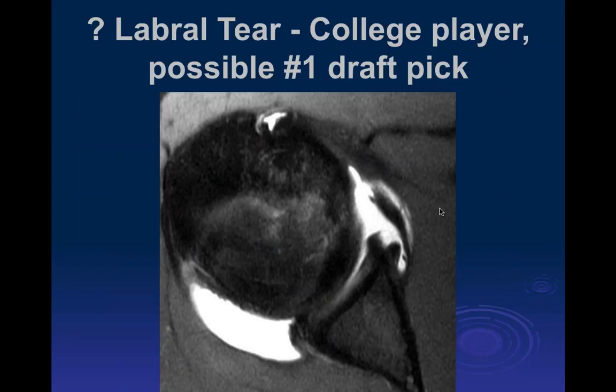Okay. So, Jeff, what do you think of this case? Question of labral tear on a college player. And so on this, let's get PD facet arthrogram. And okay, so again, we're at the level of the subscapularis tendon. And so I see the MGHL. I see what it, let's see here. This is a little bit tricky.